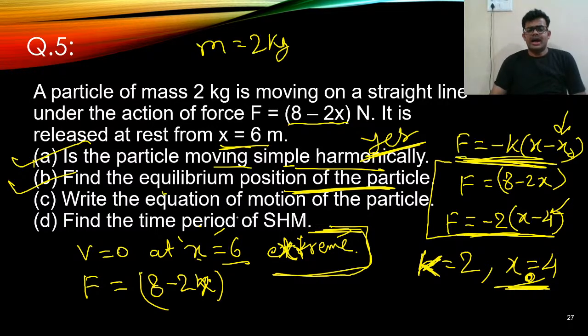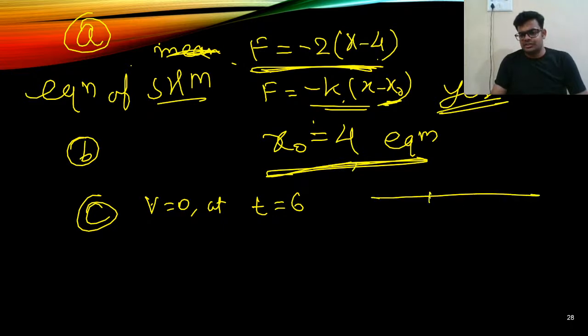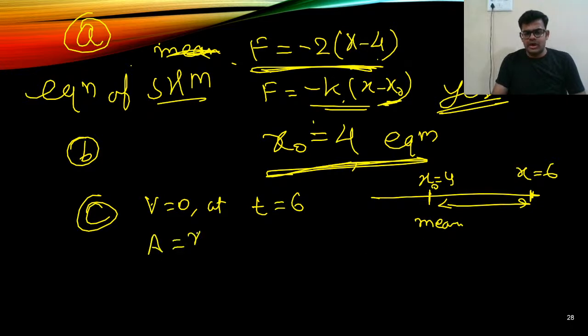Number C. Write the equation of motion of SHM. Now you need to write the equation of SHM. So how will you write? It is given that V is equal to 0 at x is equal to 6. Mean position is at x is equal to 4 and extreme position is at x is equal to 6. So what is the amplitude? Amplitude A is equal to x maximum minus x naught. 6 minus 4 is equal to 2. So the amplitude of this motion is 2 meter.